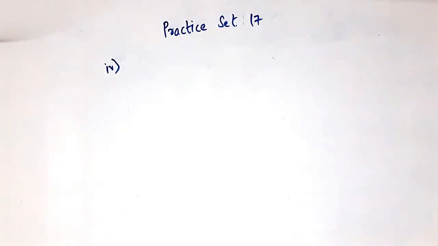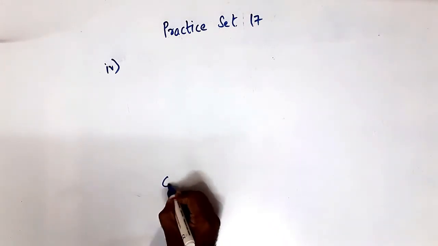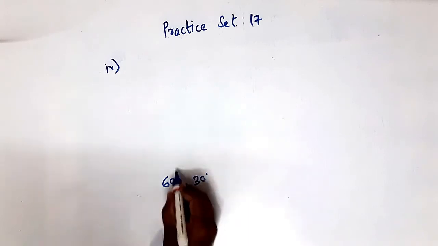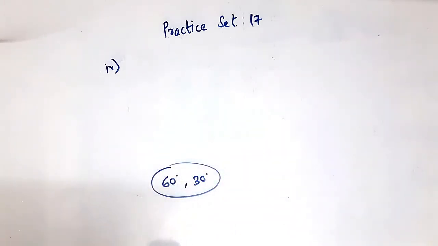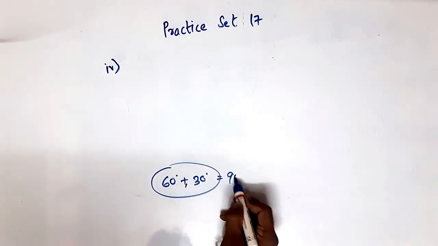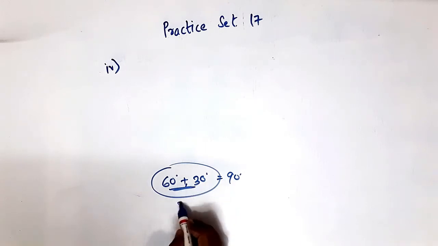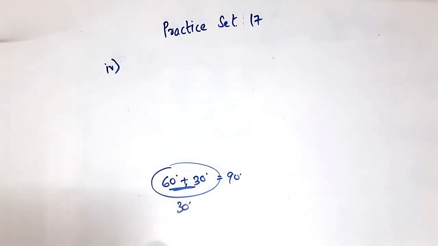The fourth one says that the difference between the measures of two angles of a complementary pair is 40 degrees. Now if I tell you this is 60 degrees and this is 30 degrees, are these a pair of complementary angles? Yes, because they are forming 90 degrees. So what is the difference between them? If I ask you, the difference is 30 degrees, correct?